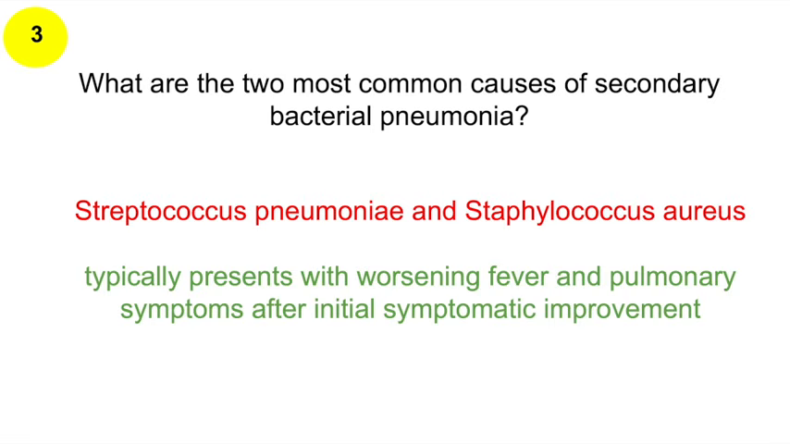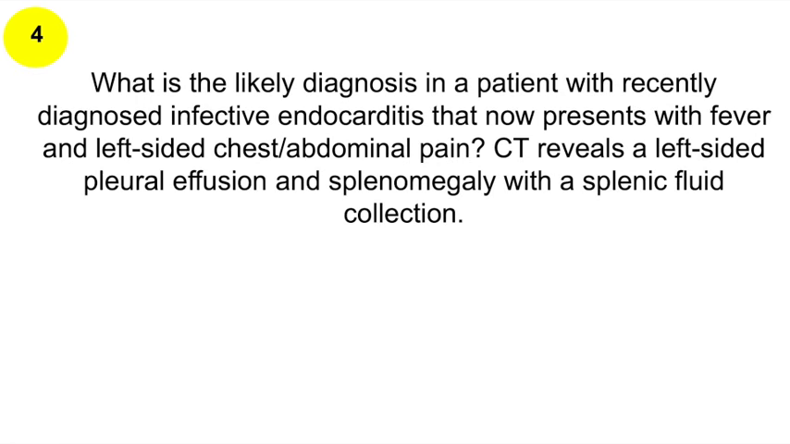What is the likely diagnosis in a patient with recently diagnosed infective endocarditis that now presents with fever and left-sided chest or abdominal pain? CT reveals a left-sided pleural effusion and splenomegaly with a splenic fluid collection. So, the most likely diagnosis is a splenic abscess secondary to infective endocarditis.